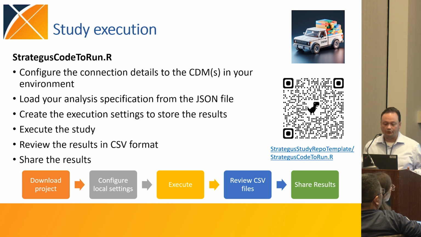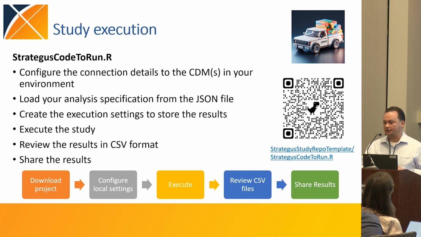The steps here are really to just configure the connection to your CDM in your environment. So we don't know your connection details, thankfully, so you have to provide those and run it yourself. You load the analysis specification from the JSON file, as I mentioned earlier. You create execution settings to store the results. So those are things like, where on my file system should I write out the results? If I have a minimum cell count for my site, to preserve privacy, that's configured as part of the execution settings.